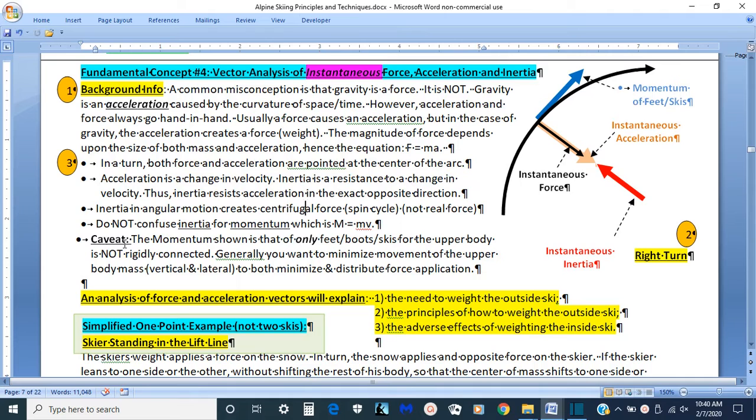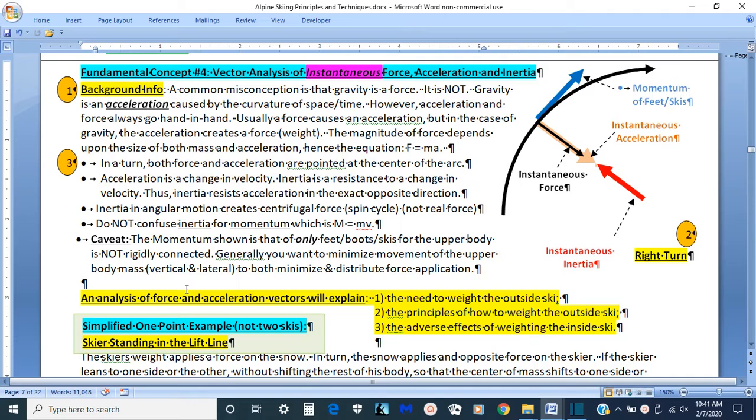As a caveat, momentum shown here is only for feet, boots, and skis. The reason I want to mention this is because even though your upper body, for example, is eventually connected to your legs, it's not rigidly connected. Generally, the idea is you want to minimize the movement of your upper body center of mass, both vertically, up and down, and laterally.